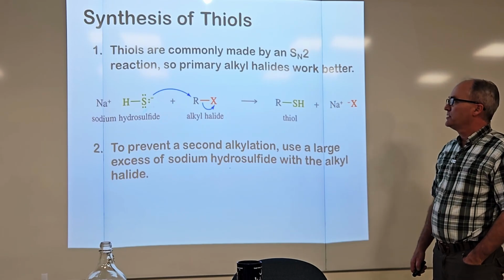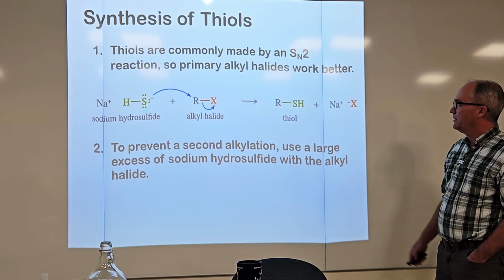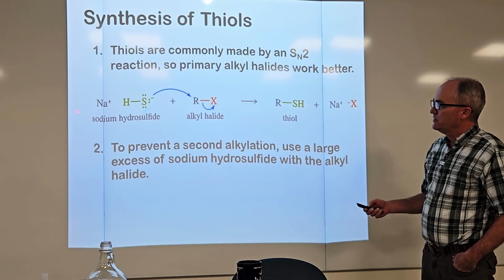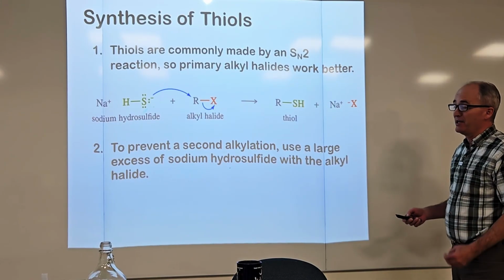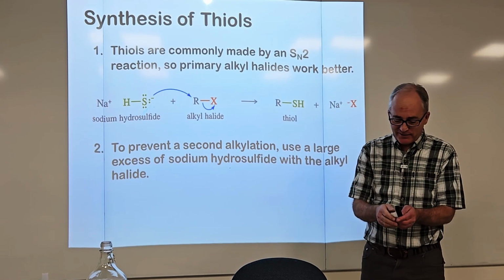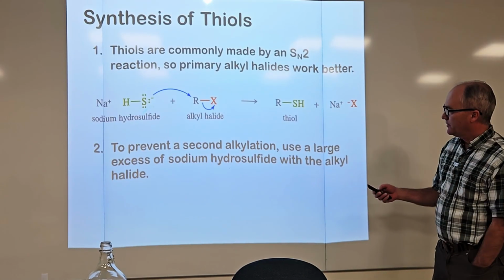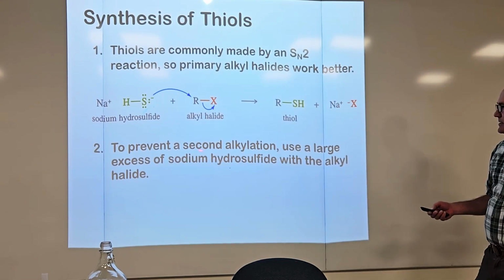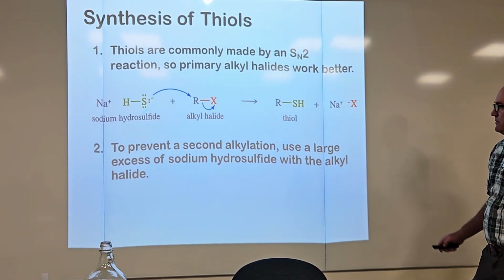How do we synthesize a thiol? Well, I told you, SN2 reactions, alkyl halides, the building blocks, alkyl halides and substitution reactions. So here's an interesting reagent. We have a bottle of this in the lab and it says, warning, you pour some acid on this, you'll make H2S. What do you know about H2S gas? It's poisonous like carbon monoxide, the same modality in your body. Suffocates you from the inside, your blood can't hold oxygen stuck to it. To prevent a second alkylation, use a large excess of sodium hydrosulfide with the alkyl halide.